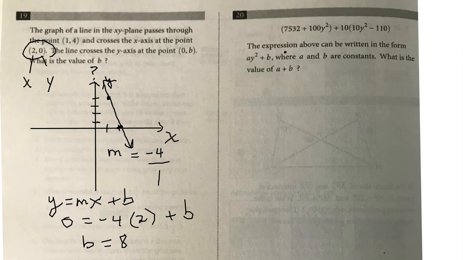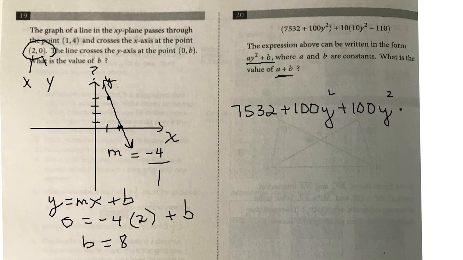Okay, the final one, the expression above can be written in the form ay squared plus b, where a and b are constants. What's the value of a and b? Okay, they're just trying to mess you up a little bit here. We're going to distribute this and combine like terms, and it's going to be really easy. So I'm going to have 7,532 plus 100 y squared. I'm going to distribute that 10 through, so we're going to get 100 y squared, another 100 y squared, minus 1,100 and 100.